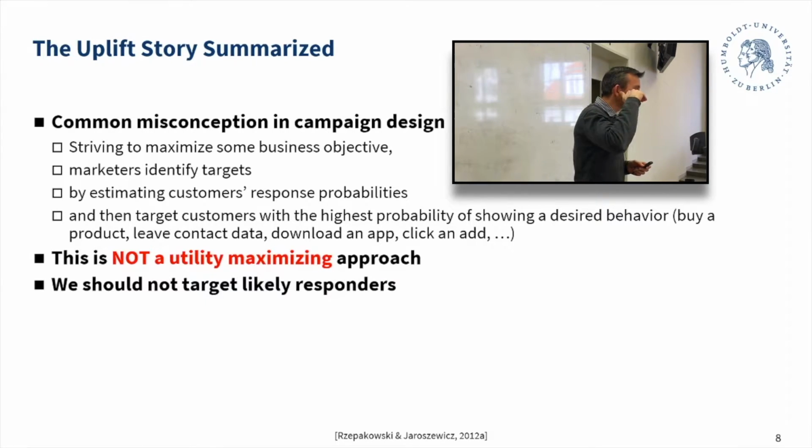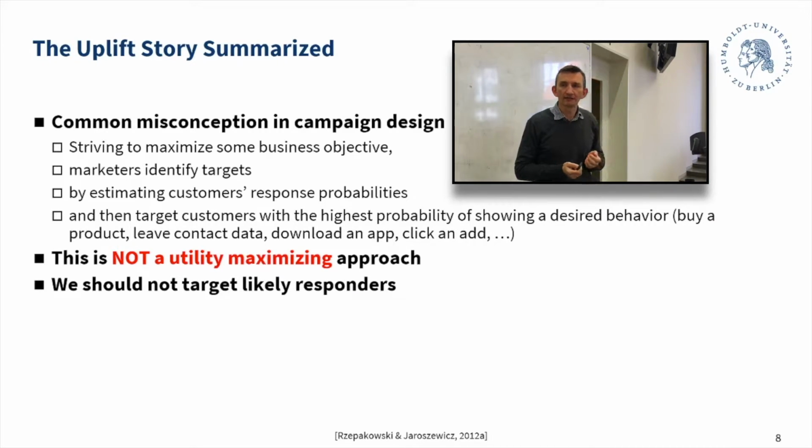And this is not necessarily profit maximizing, or more generally utility maximizing, because of the problem that you pointed out. We should not target those who are likely to respond. That's wrong. Conceptually, it's flawed. Whom should we target, if not the ones who are likely to respond? In layman's terms, what would be the right type of consumer to target, to give a voucher?